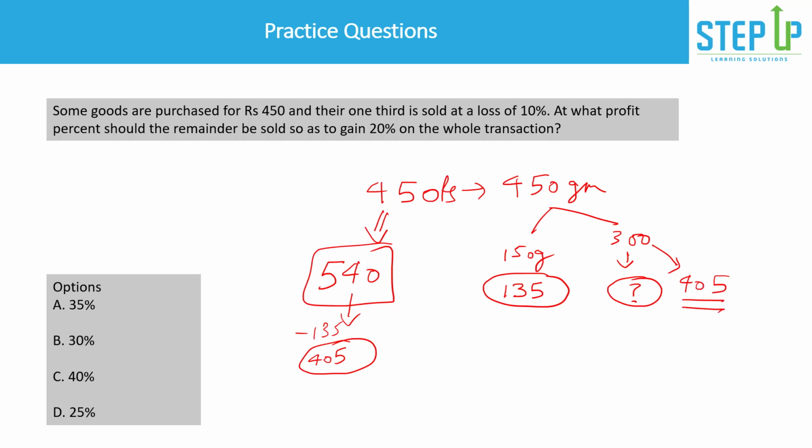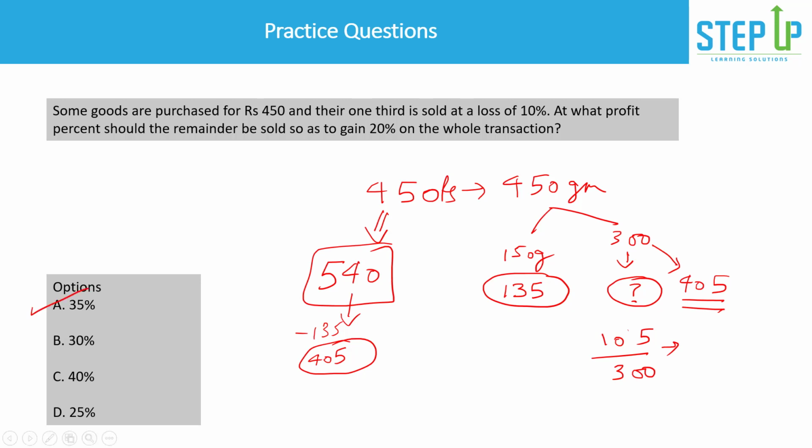So what should I charge as profit here? I am charging 105 on how much? On 300, which, if you do the math, is obviously your 35%, right? That means 30 is 10%, so 30% would be 90, plus 15, right? So this should be your 35%.